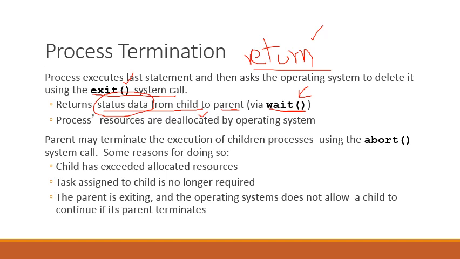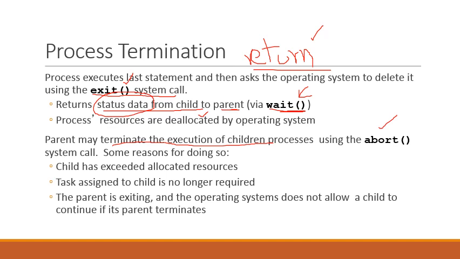There are some cases when the child has not completed its execution, but still the parent can terminate the execution of the child process. So how can a parent terminate the execution of a child process? Using the abort system call. Using the abort system call, the parent process can forcibly terminate the child process. The child has not completed its execution, but the parent has forced the child process to terminate using the abort system call.